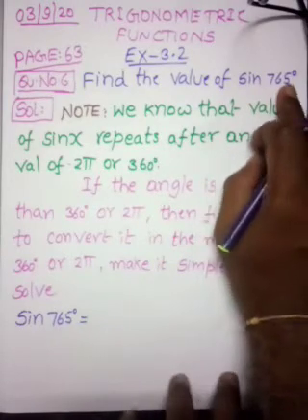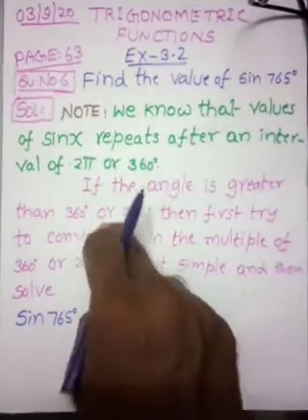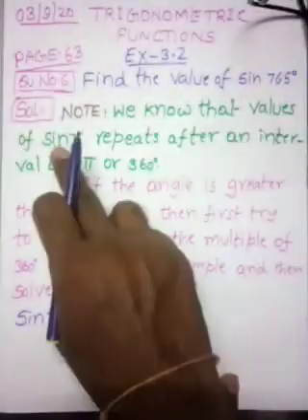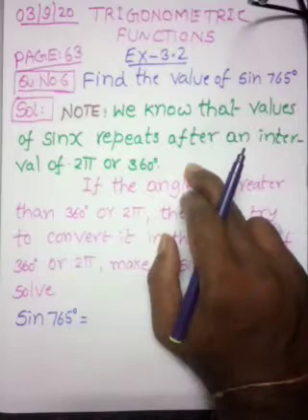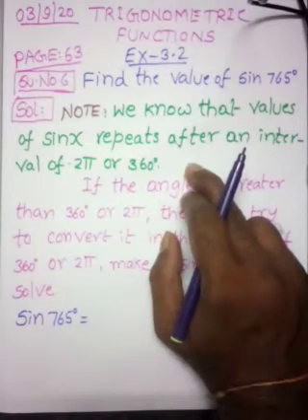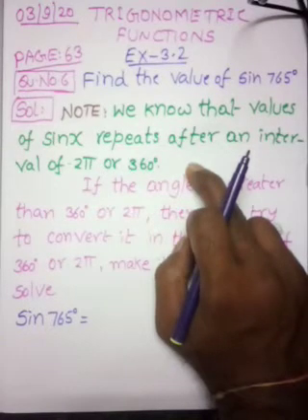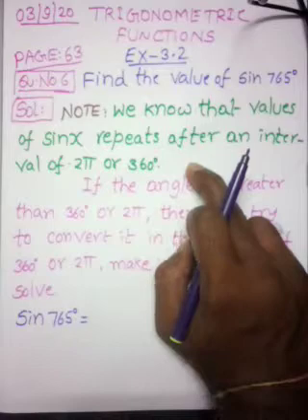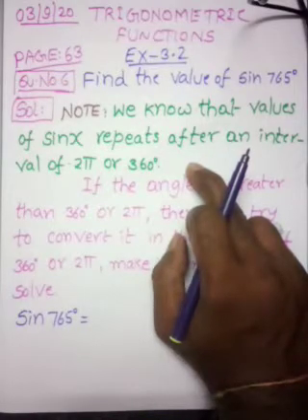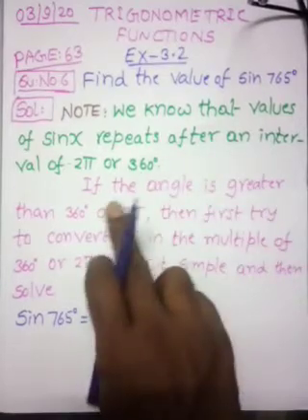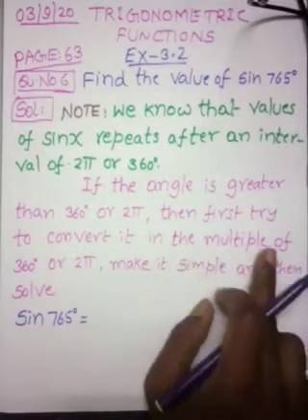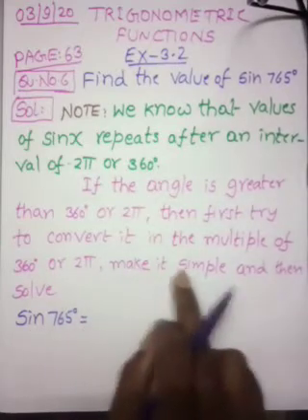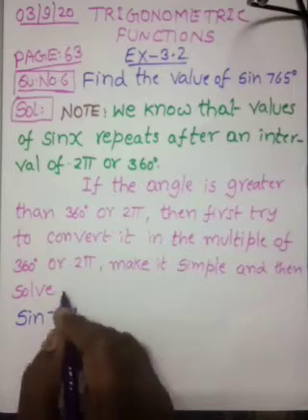Yes. Now, in this case, remember these 2 points. What is that? We know that the values of sin x repeat after an interval of 2 pi or 360 degrees. After 360 degrees, sin values lie between the closed interval -1 and 1. After every 360 degrees, the same value repeats. So, if the angle is greater than 360 degrees or 2 pi, then first try to convert it into a multiple of 360 degrees or 2 pi. Make it simple and then solve. Understood this point, my children?